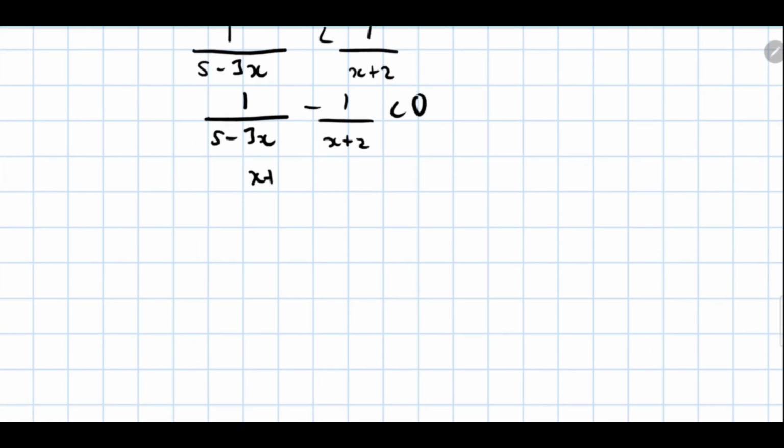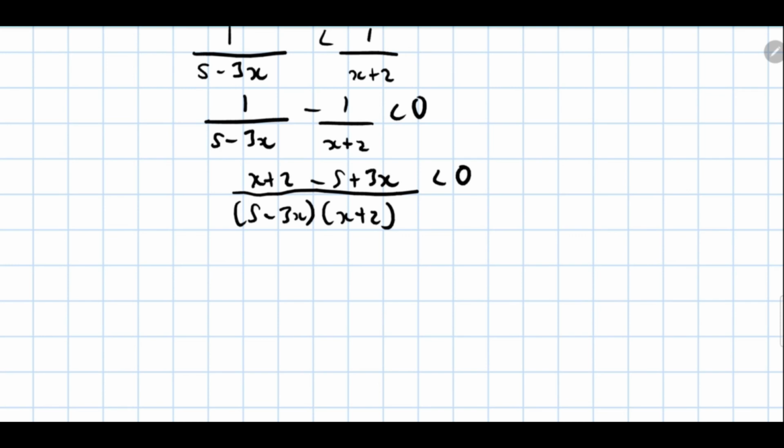It becomes x plus 2 minus 5 plus 3x. Here I expand my negative directly, but if you want to show your working, then it should be fine. Okay, hopefully that should not be a problem. Divided by the product of 5 minus 3x and x plus 2, less than 0. Now for our numerator, we can simplify it, so it becomes 4x minus 3 divided by 5 minus 3x times x plus 2, less than 0.